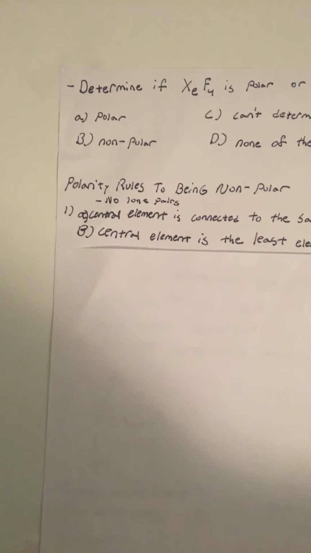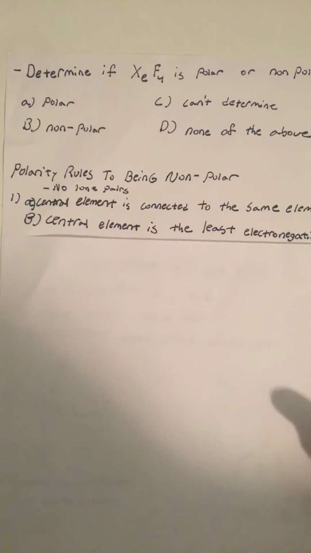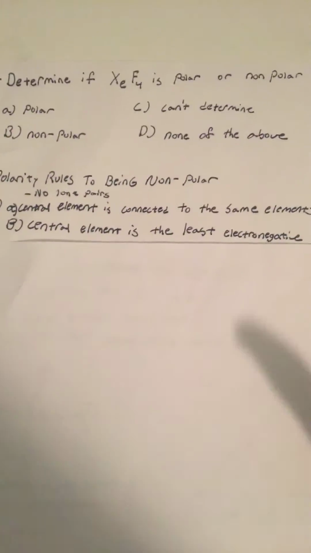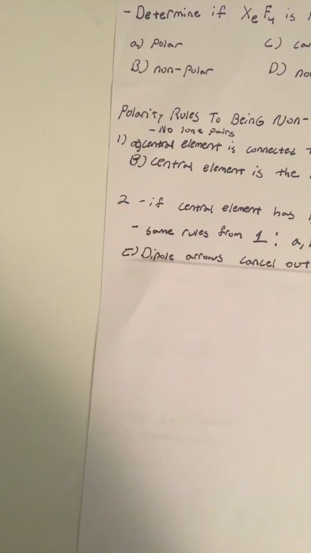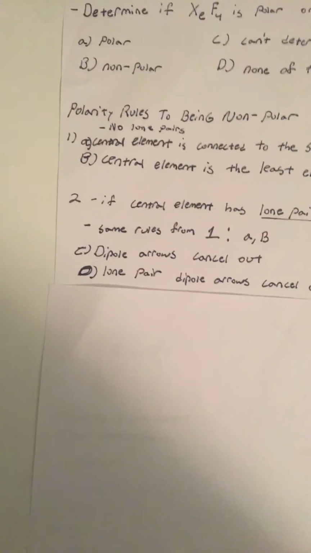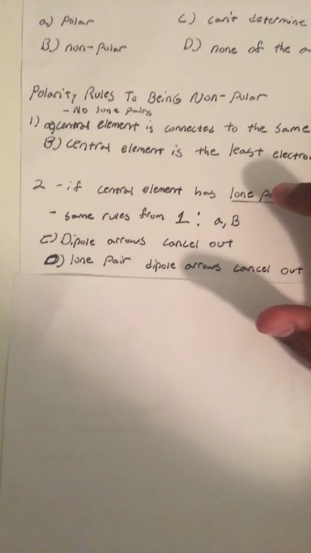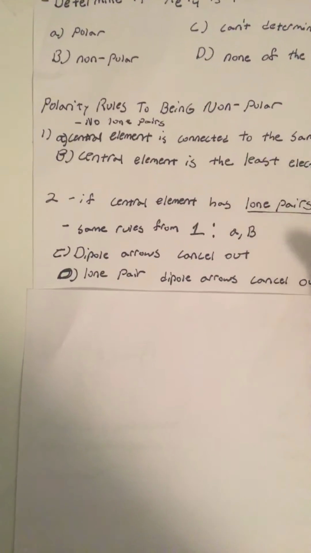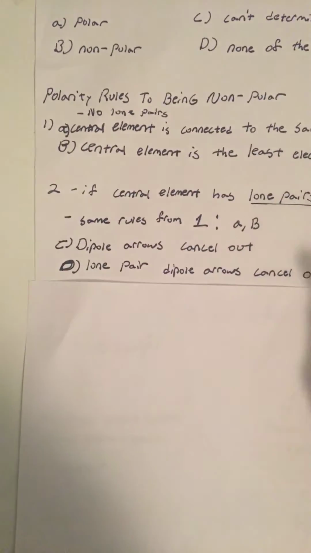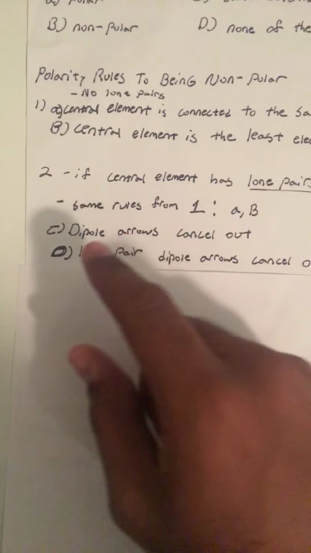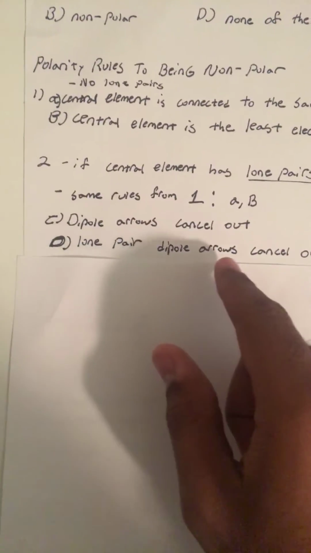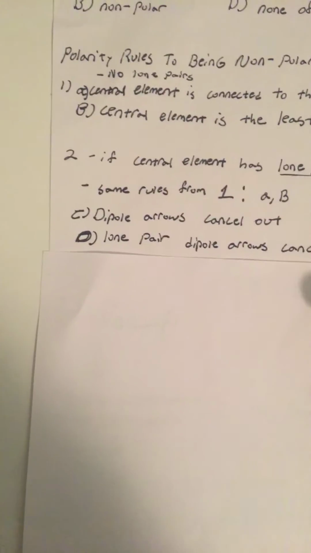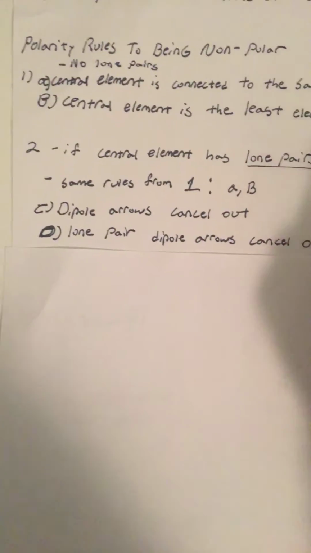However, you might come across a compound that does have lone pairs of electrons, and you need to determine if they're polar or non-polar. There is another set of rules for that, which are simply this. If the central element has lone pairs, you follow the same rules from 1A and 1B. They become 2A and 2B. I just didn't want to write them over again. So you just add two more: dipole arrows cancel out, and lone pair dipole arrows cancel out. Those are the two new rules for if they have lone pairs.